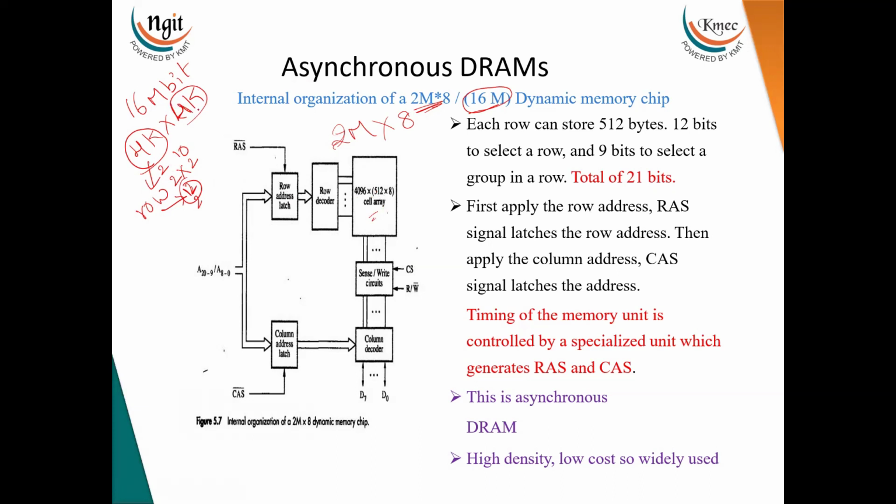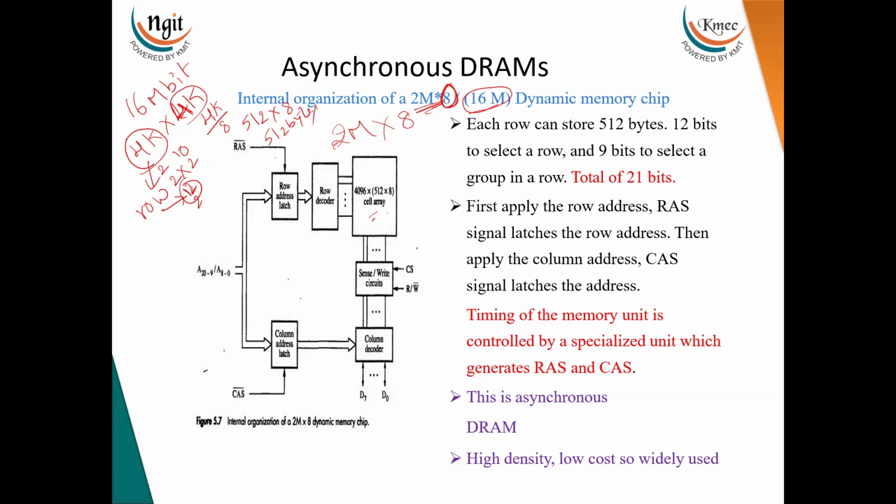But for the column, we can't take it directly as 4 kilo. If you take 4 kilo, each cell stores only one bit. But the question says that at a time we need to transfer 8-bit information. That's why you can't take 4 kilo for the column. If you divide 4 kilo by 8, you will get 512 into 8 bits, which is nothing but 512 bytes.